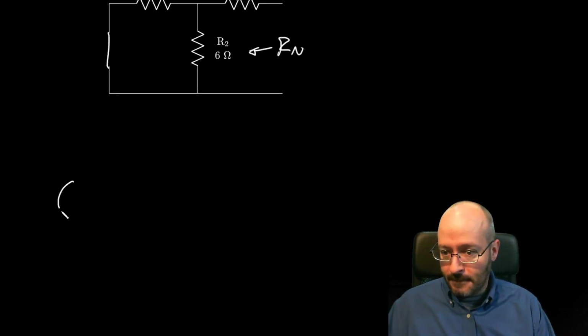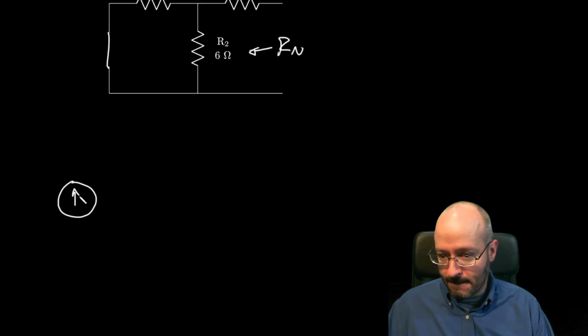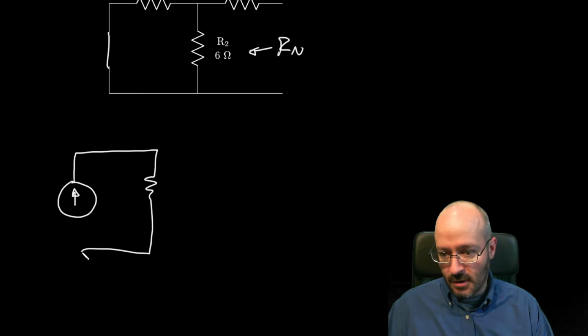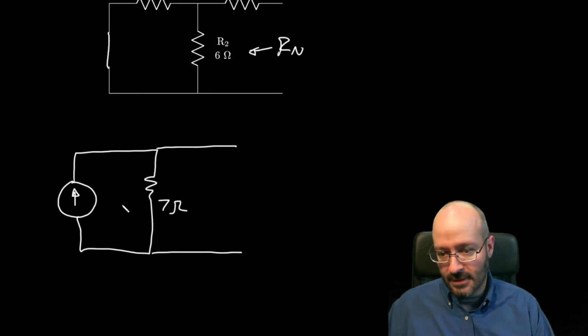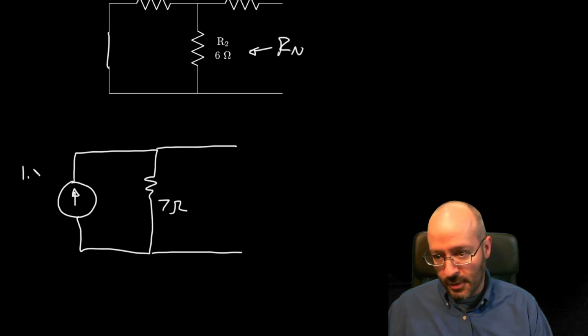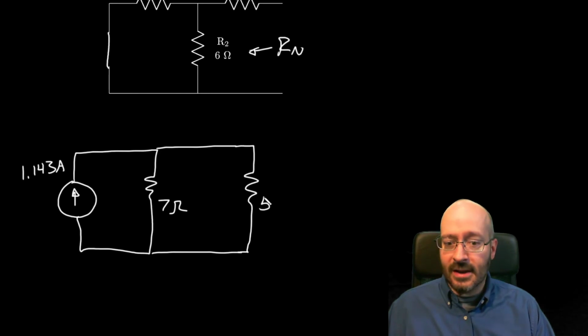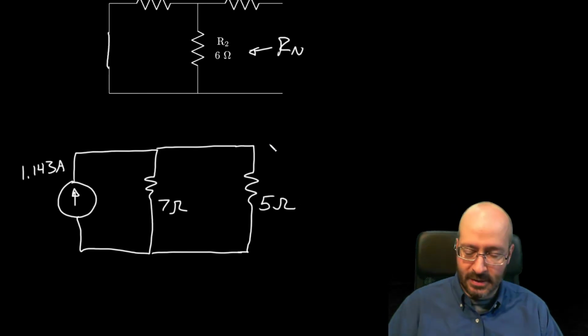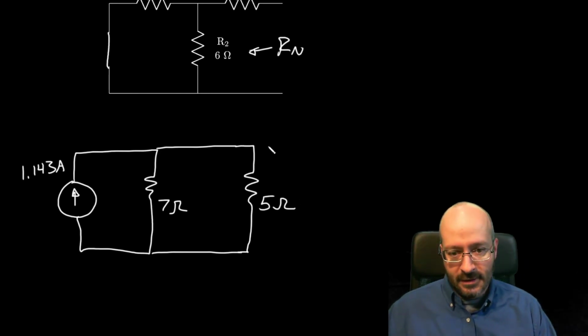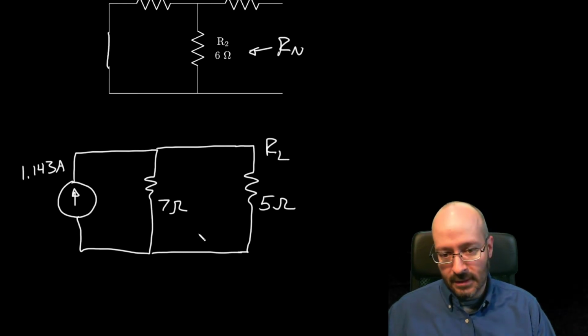Okay, so here's your current supply with a parallel resistance. This is going to be 7 ohms. This is going to be 1.143 amps. Alright, and then we're going to hook up the load. There's the load. And to make it consistent with the example I did before, let's make it 5 ohms.